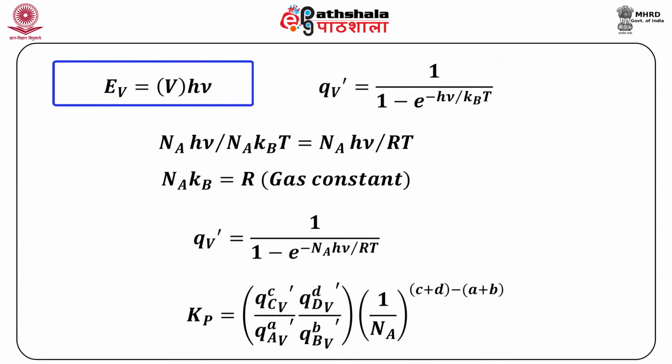Now, the other case can be where the vibrational energy is expressed as Planck's constant times frequency. This is the energy expression without zero point energy. The other expression for energy can be E_V equals V times h times frequency, where V is the vibrational quantum number, and this energy expression is without zero point energy, which means that for quantum number equal to 0, the energy becomes 0.